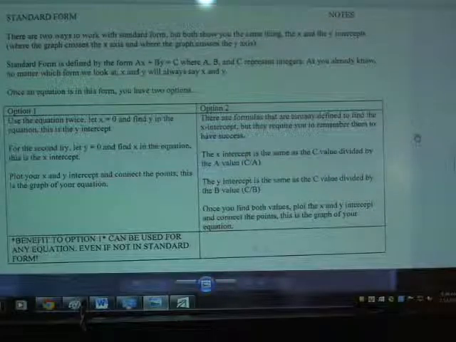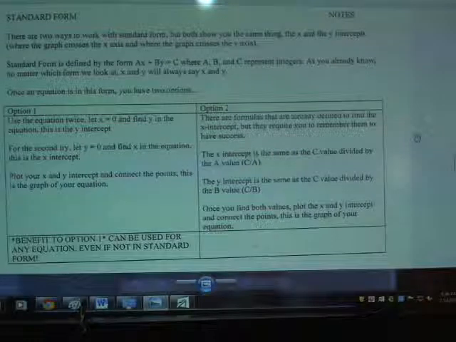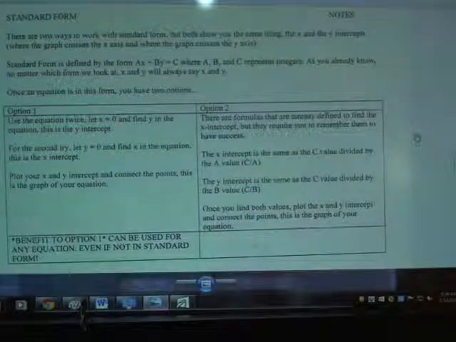We've hit on point slope, which is when we graph a point and a slope. We've seen slope intercept when we graph a slope and the y-intercept. Right? This one is standard form.